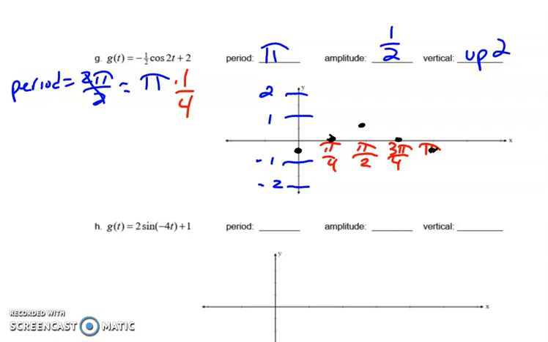Now, we need to bump everything up to 2. So, 1, 2, 1, 2, 1, 2, 1, 2. And there lies our graph.